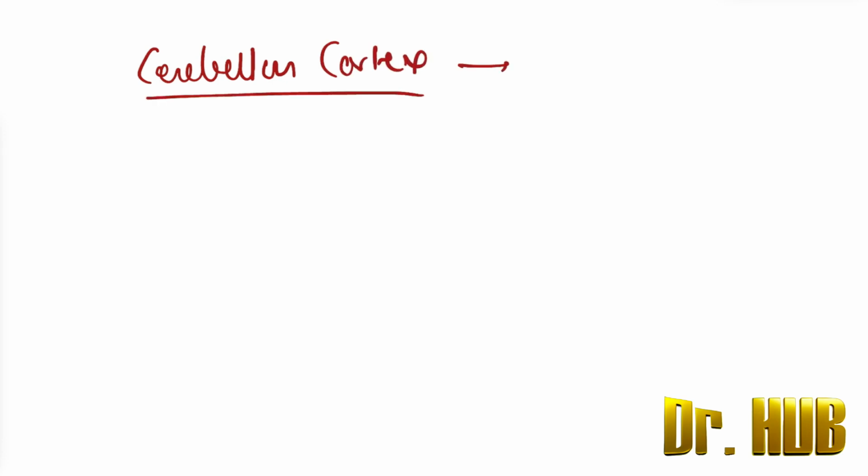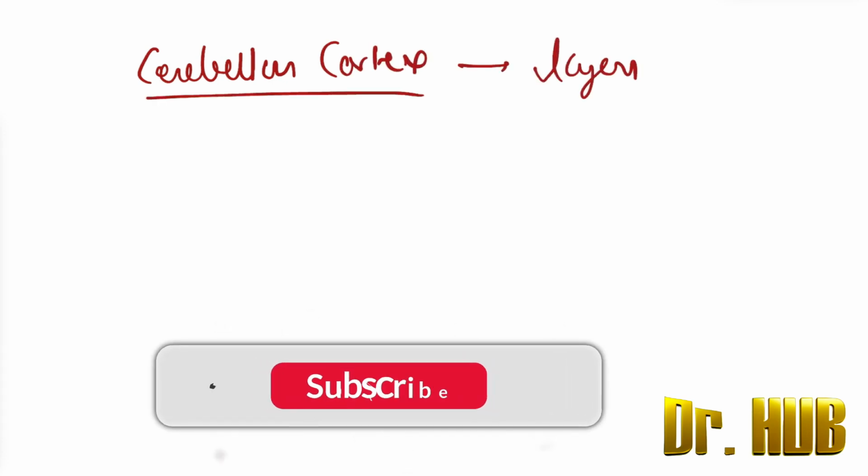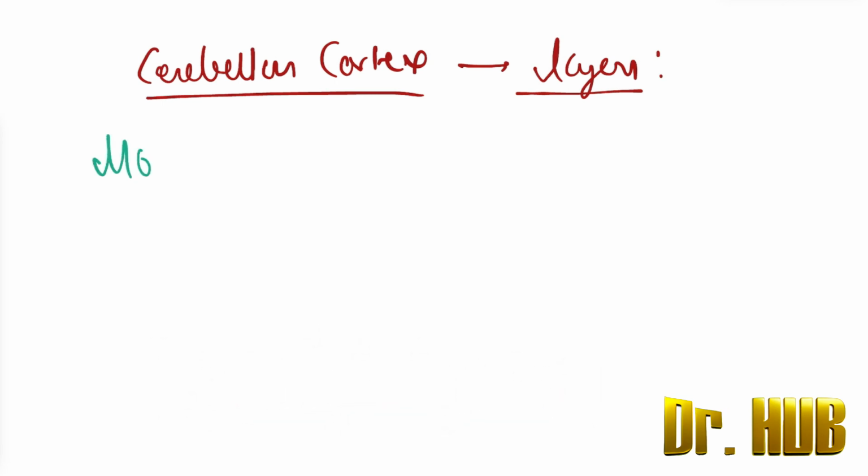Now let's look at the cerebellar cortex, and we are going to focus on the layers. So cerebellar cortex layers, the first one being the molecular layer.